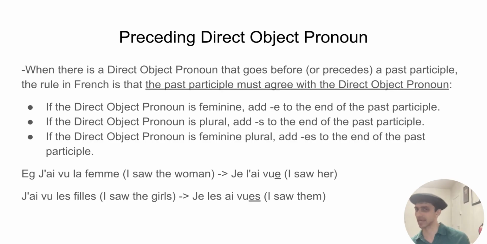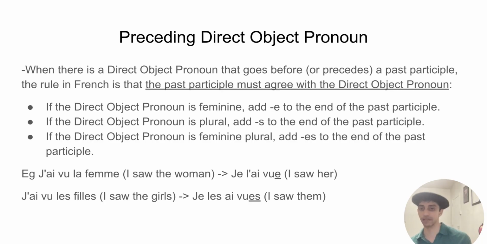It actually functions exactly the same way with direct objects in general. So if there's a preceding direct object in French, a direct object that comes before a past participle, even if it's not a direct object pronoun, just a direct object itself, the same rule occurs. The good news is if you're staring at this and thinking, this sounds quite hard, it's quite complicated, the good thing is that it's quite rare. So you're not going to come across this very often at all.